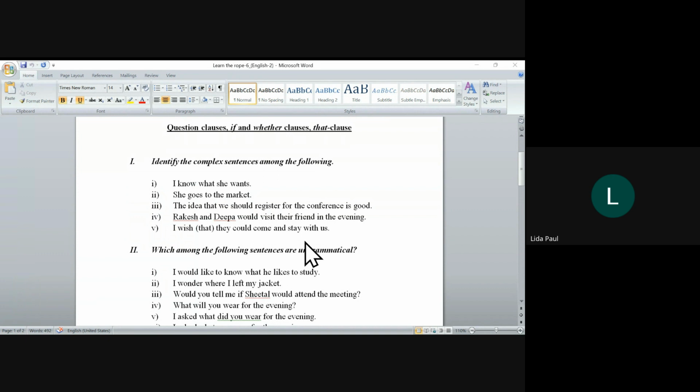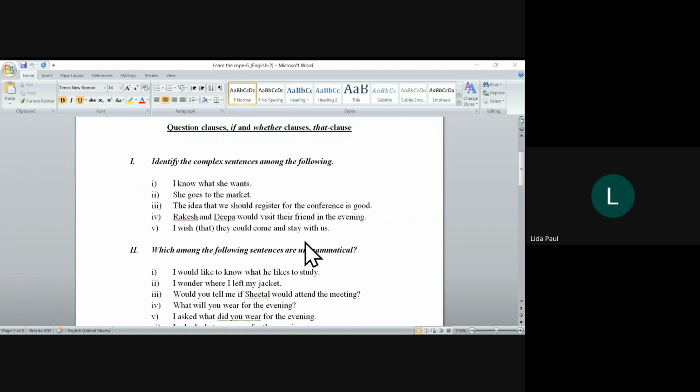I know what she wants. When we were solving the questions on clauses, remember we spoke about replacement. "She wants" doesn't provide a complete meaning. That is one part. But if you look at the structure of the sentence itself, how does it look?